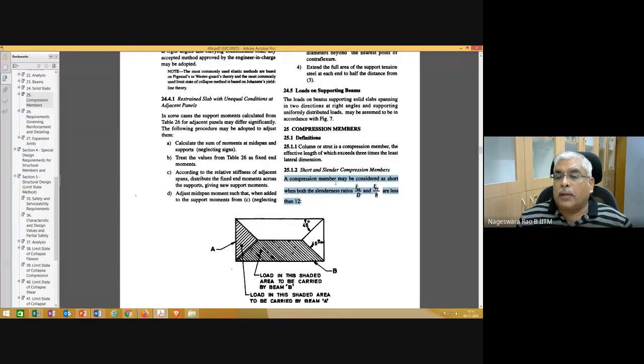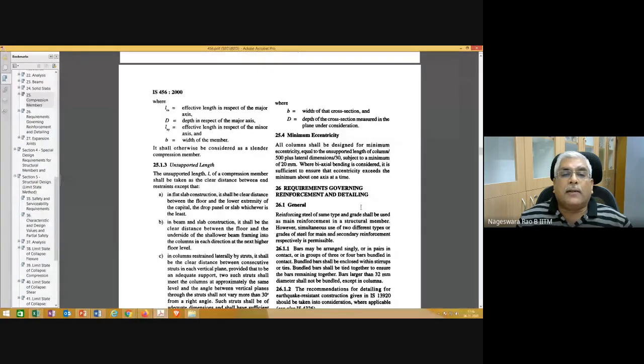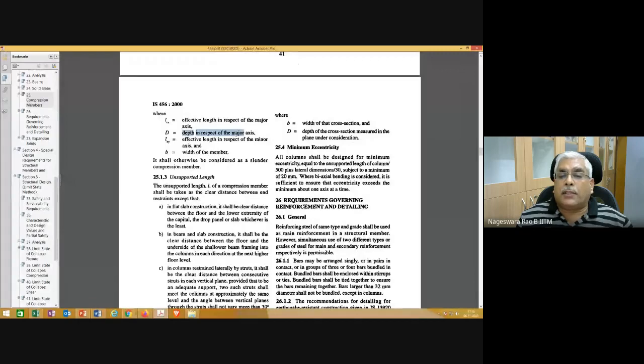A compression member may be considered as short when both the slenderness ratios, what is the slenderness ratio? It's nothing but L, effective length of column in the x direction, divided by the least lateral dimension, or D. D is nothing but, let's see what is D. D is the depth with respect to the major axis. Please make a note of it. D is the depth with respect to the major axis.